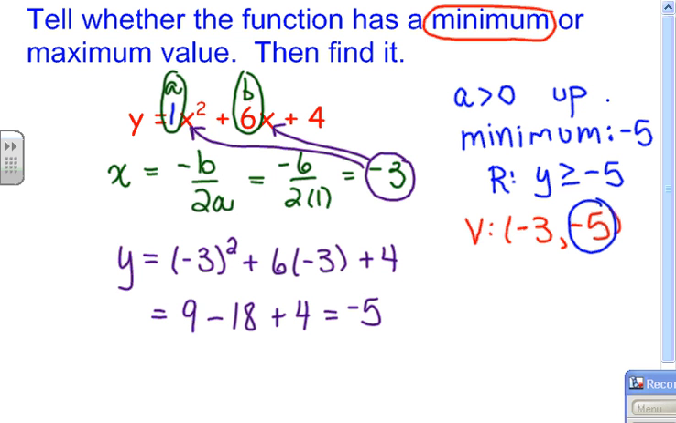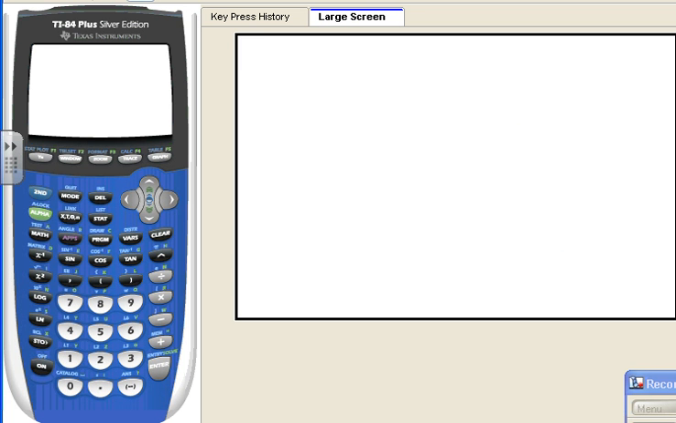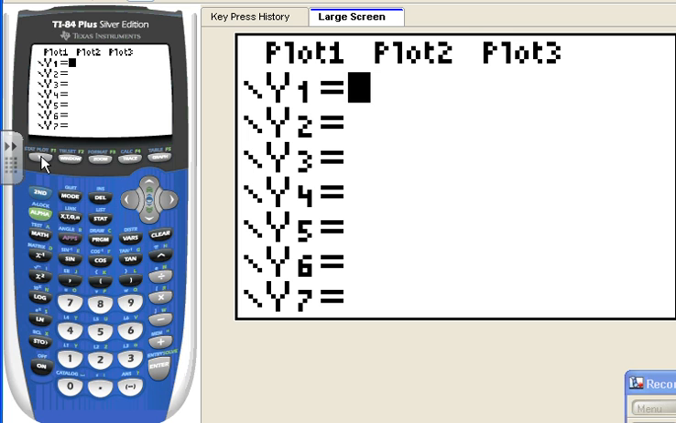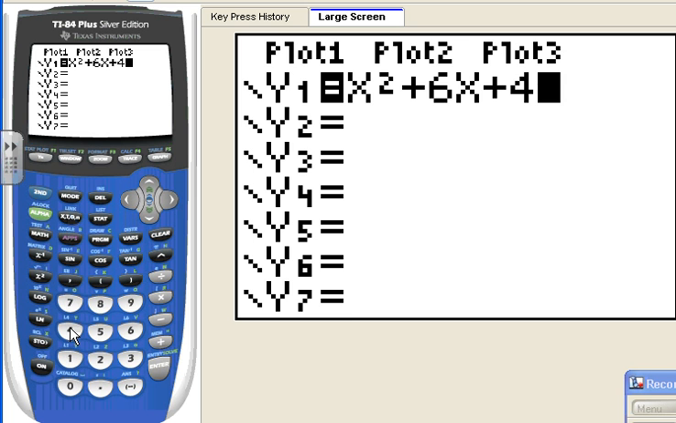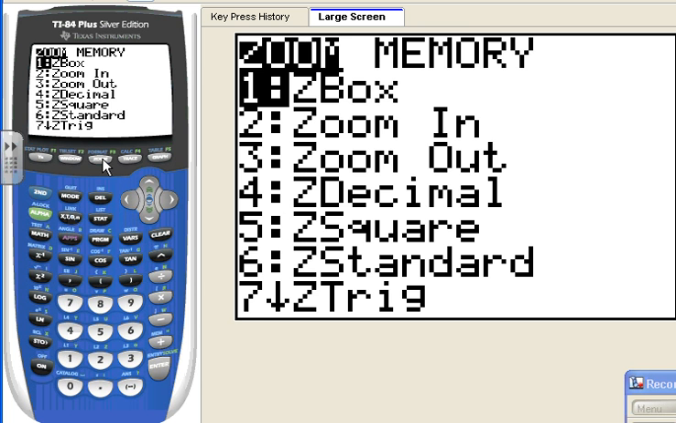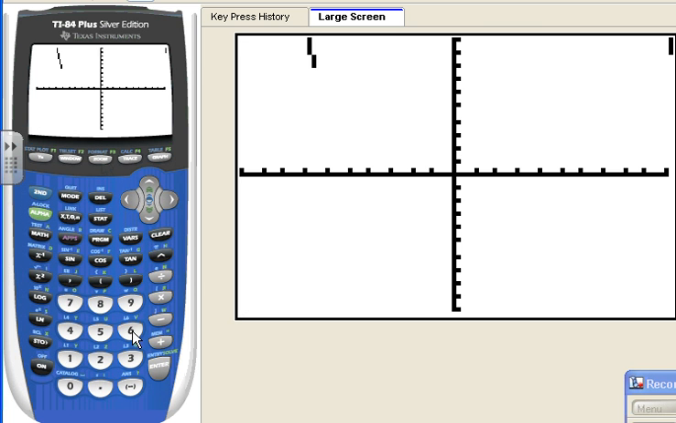We can also find minimum and maximum values by graphing. So we'll next take you to the graphing calculator. And we'll go to the equation editor and put in our equation x squared plus 6x plus 4. Then we'll go to a standard zoom. And here's our parabola.